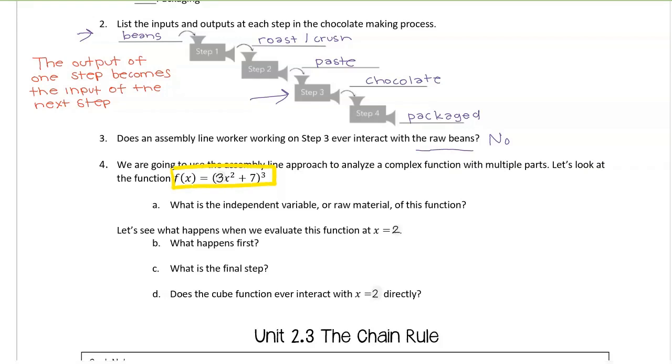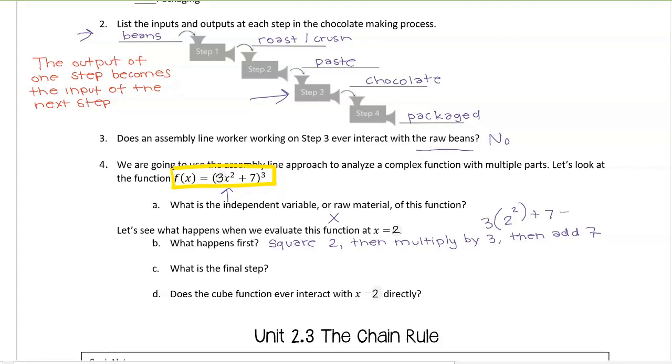The first question says, what is the independent variable or the raw material that we're going to put into this function? The raw material is just going to be this x. Then it says, what is going to happen when we evaluate it at x equals 2? What happens first? Following the order of operations, we're going to square the 2. Then we'll multiply by 3. Then add 7. So this will be 2 squared times 3 plus 7. This will be 19. Question 4b says, what's the final step?